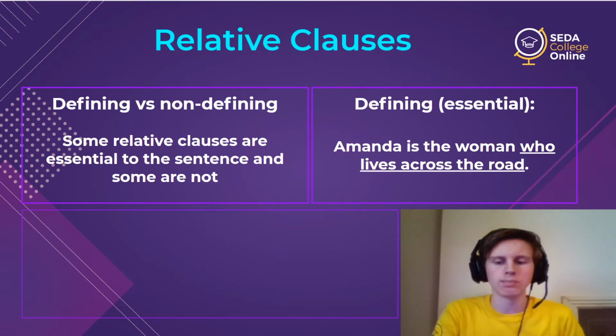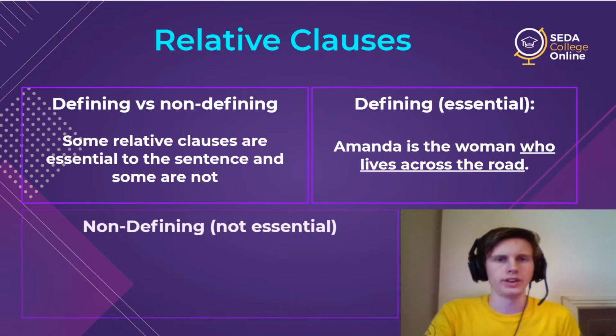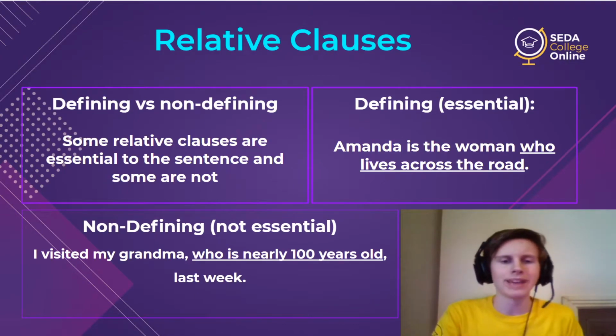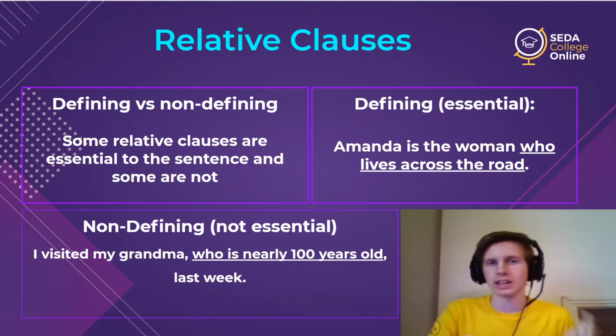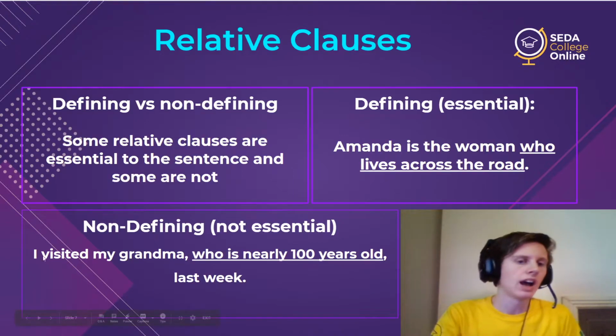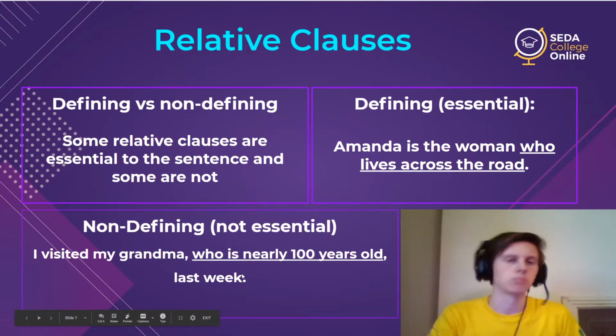So what about one where it isn't? A non-defining clause. Well, let's take this example. I visited my grandma, who's nearly 100 years old, last week. In this example, we have a relative clause giving extra information, who is nearly 100 years old. But the sentence does not require the information. I visited my grandma last week.